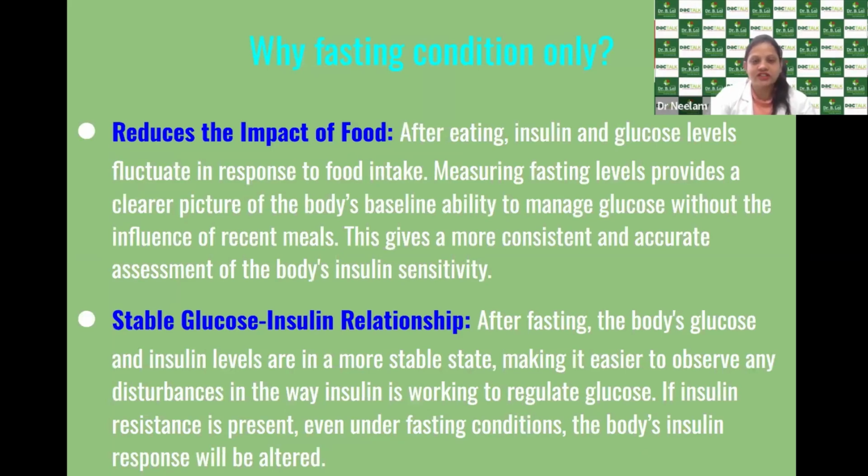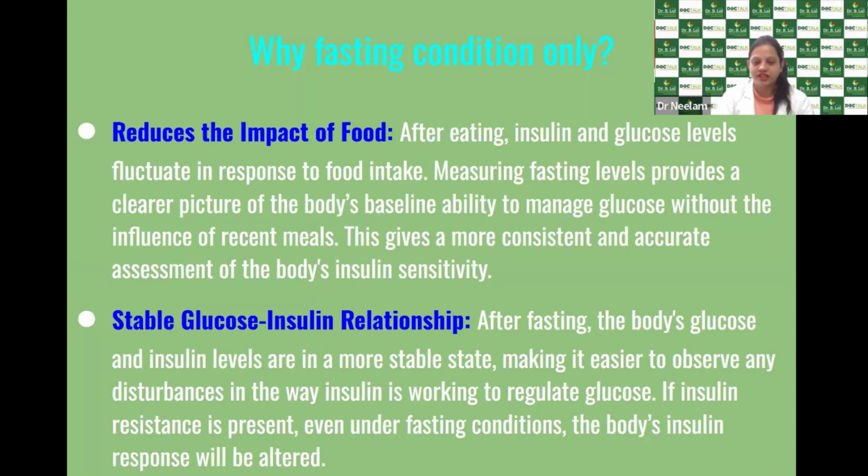So why only the fasting condition in the HOMA-IR index? Because after eating, insulin and glucose levels fluctuate in response to food intake, measuring fasting levels provides a clear picture of the body's baseline ability to manage glucose without the influence of any meals. This gives a more consistent and accurate assessment of the body's insulin sensitivity.